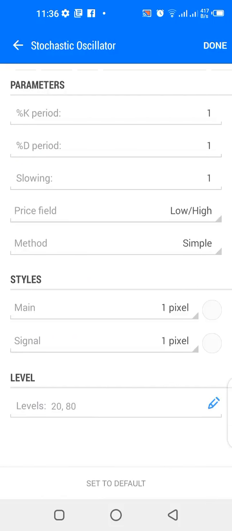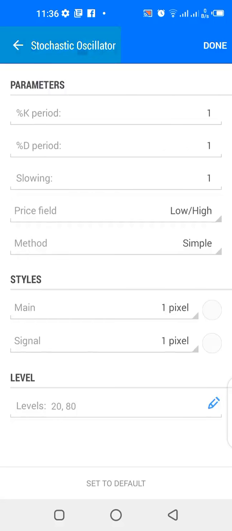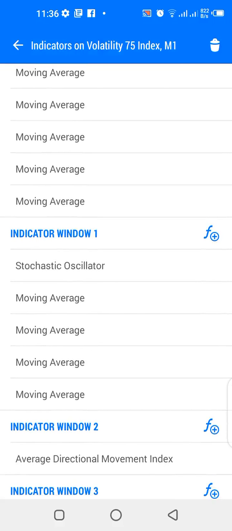The stochastic oscillator, we have 1 1 1. Percentage K period is 1. Percentage D period is 1. Slowing is 1. Price field is low/high. Method is simple. Now the color of the main and signal will match the background color of the chart. And the levels, we have 20 and 80. That's for the stochastic.